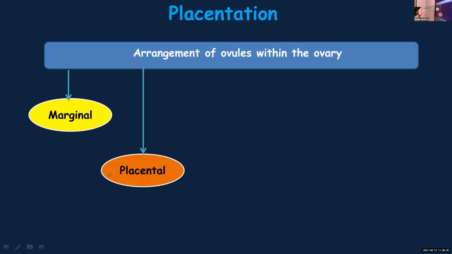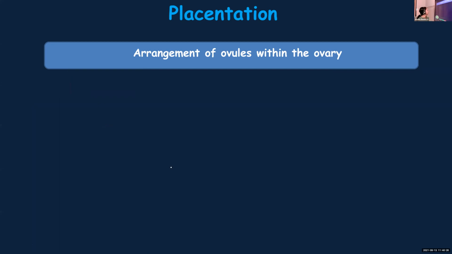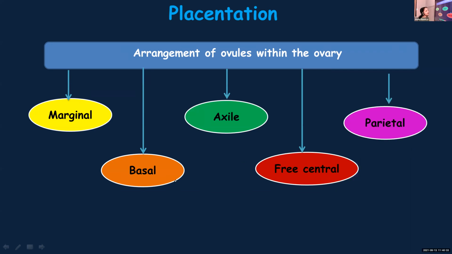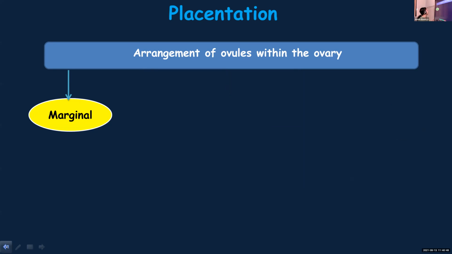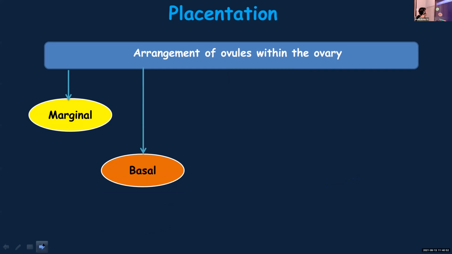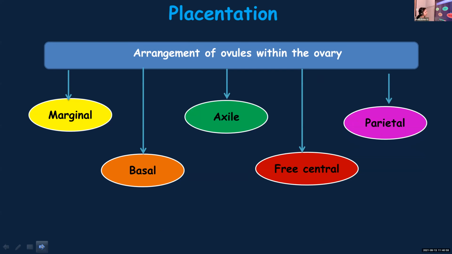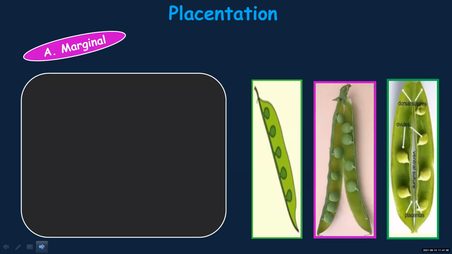Marginal, basal, axile, free central, and parietal. These are the 5 types of placentation. Once again, marginal, basal, axile, free central, and finally parietal placentation. We'll see each one in detail. We'll start with the first one, marginal.